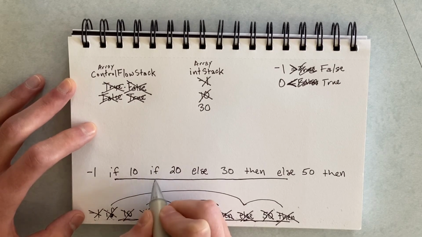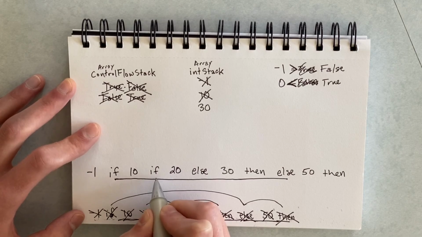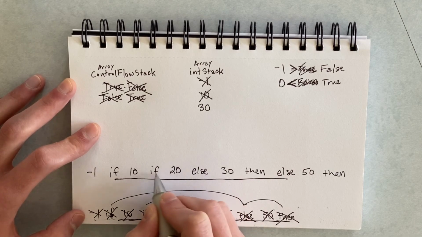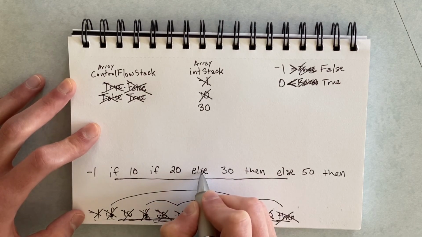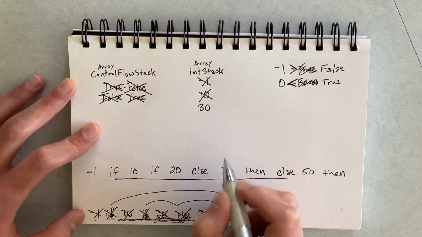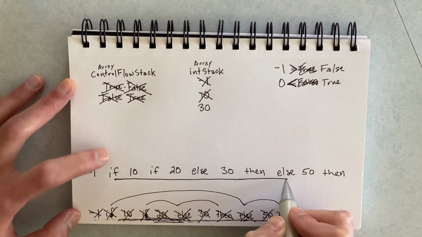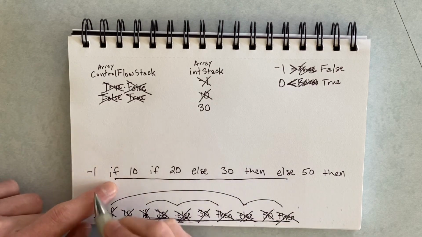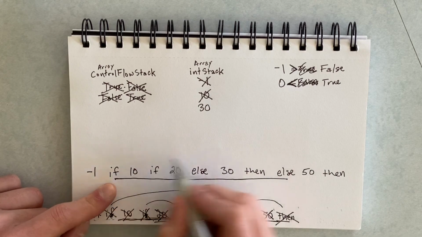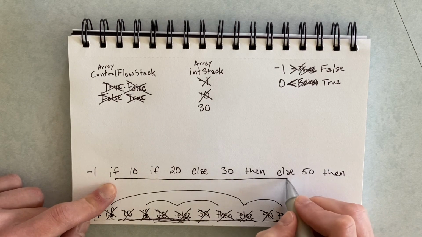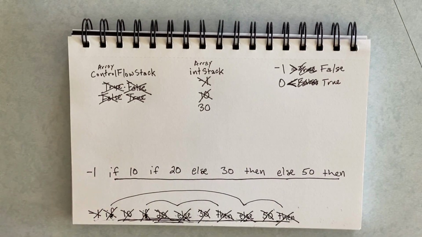And this if evaluates the stack, which is false. So we don't read anything until the else, and then else 30. So we get 30 on the stack. Okay. And then we're at this else, which would be false. If this is true, then do this and don't do this. And so we're not doing this. So we get 30 on the stack. Hope that explains it.